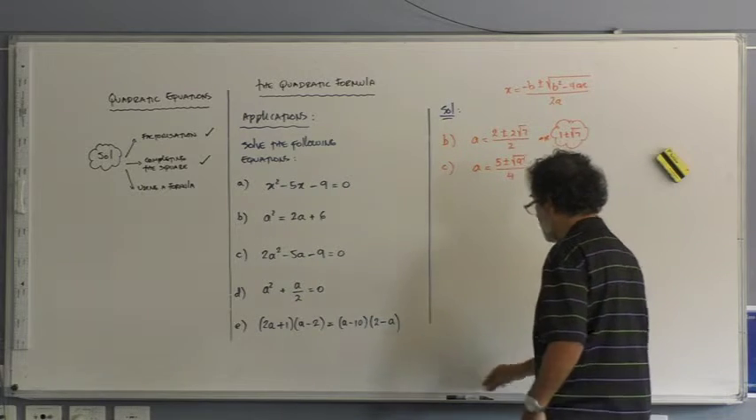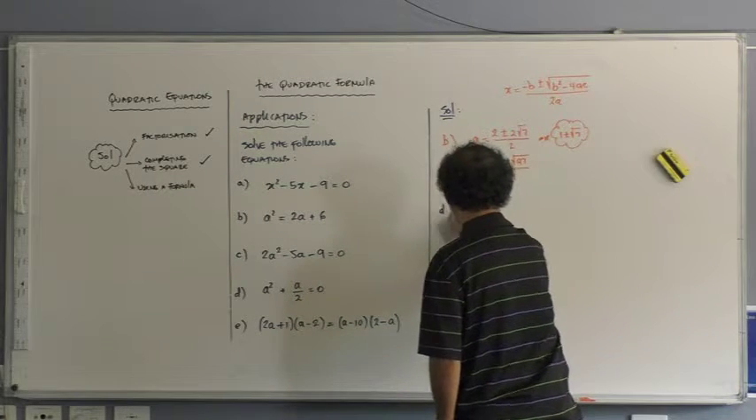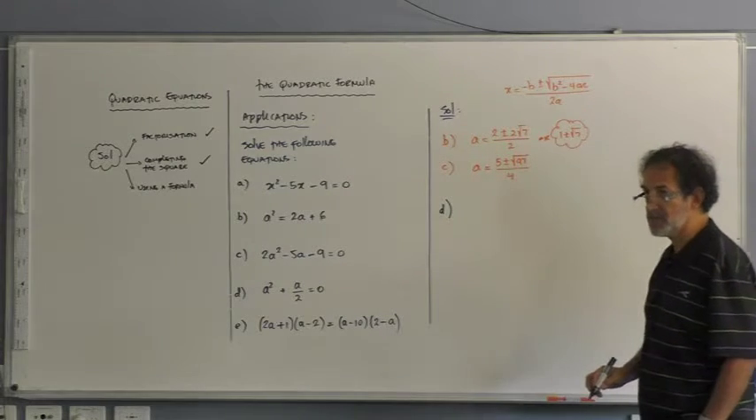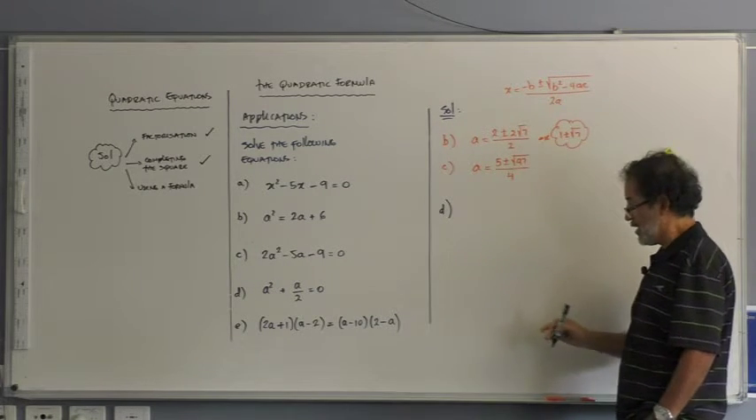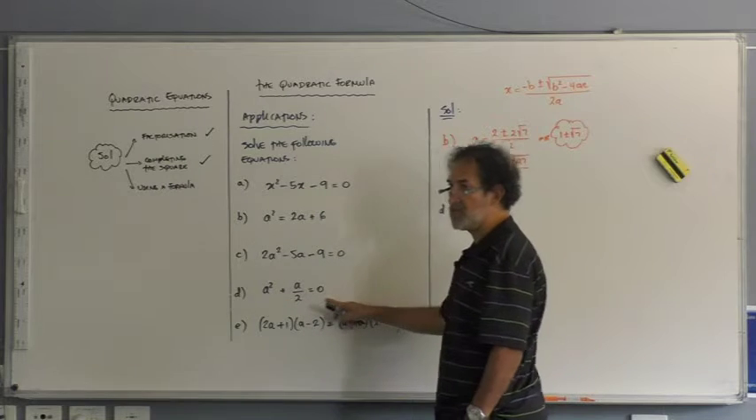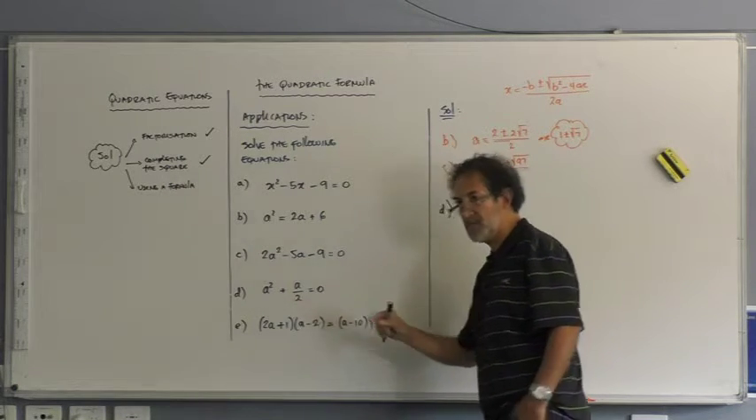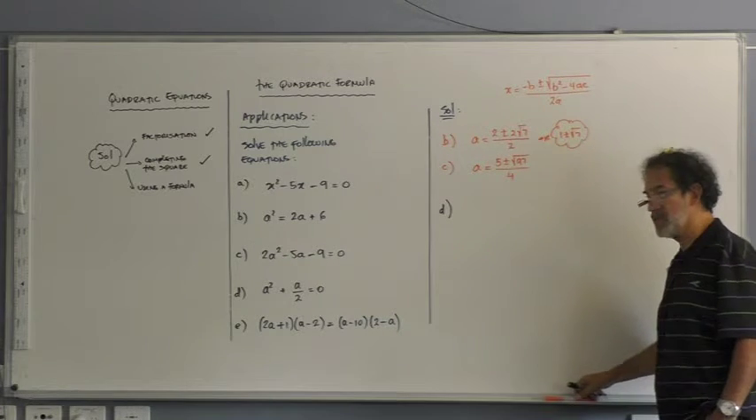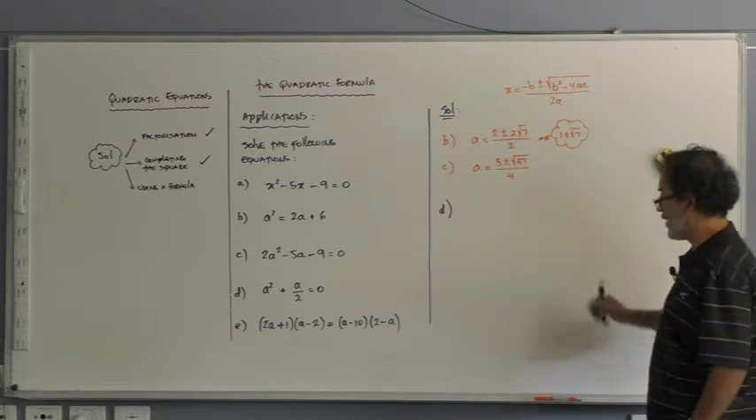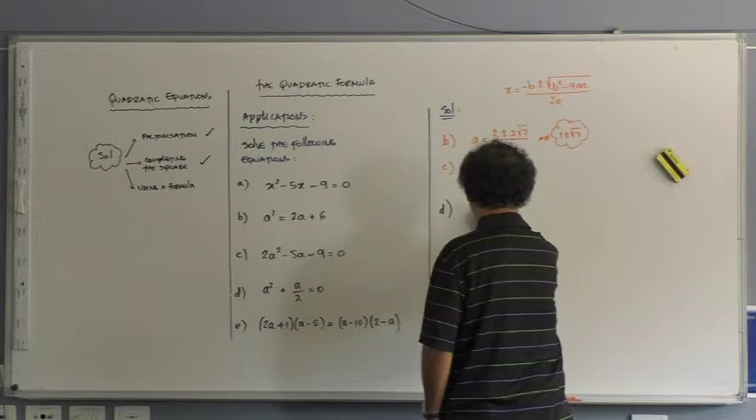Okay, for question D, this is what we have to do. This doesn't look like the complete quadratic equation, the way that we have it all the time. So what we are going to do is this. You're going to write it down again.